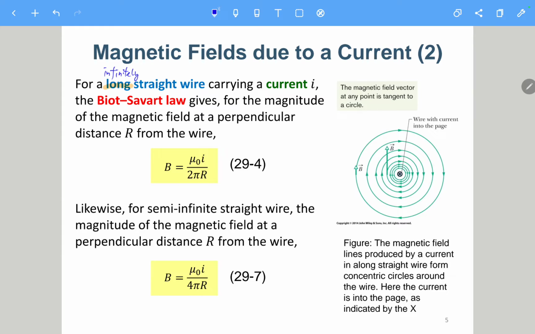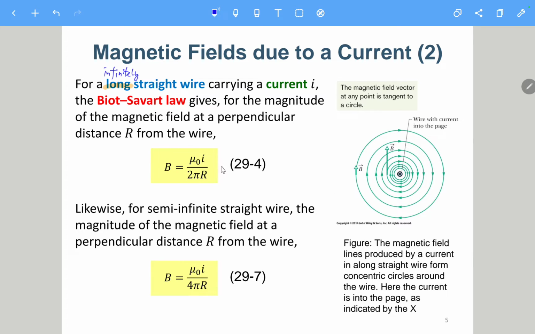Infinitely long. Okay, so here we assume there is a wire which is infinitely long, and the current is going into the page. So here you can see an arrow, and you can actually find the B field for the whole space. Every point you are able to know.